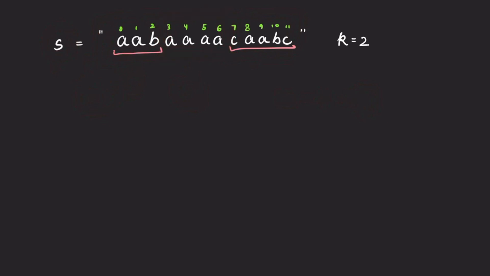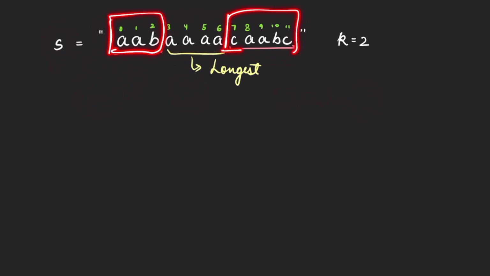Now for identifying this window, there are a few conditions. This window has to be the longest. Why does it have to be the longest? Because the question has asked us to minimize these characters. We need to minimize the count of these characters, right? So if we are minimizing it, then that means we should maximize the window. So we will try to identify the longest window possible.